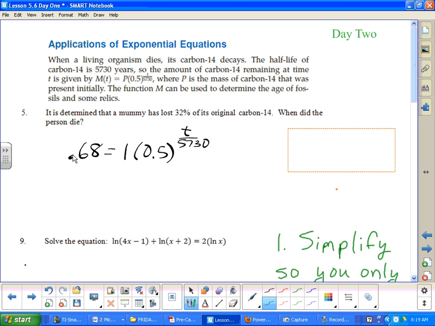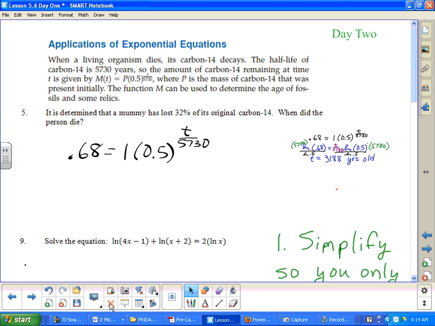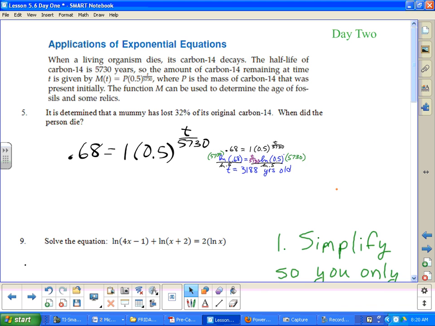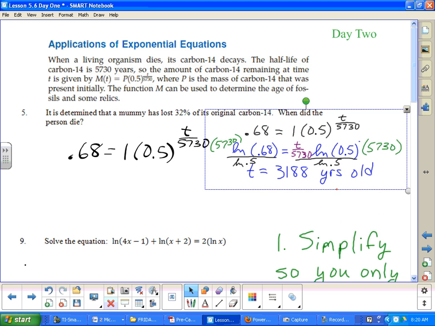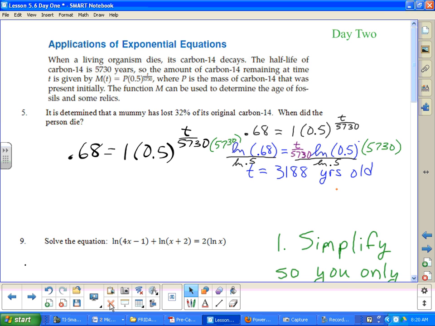So now this is just a problem where you have to take the log of both sides. Just one of those exponential problems. So when I solve this equation, we would find out that this person is approximately 3,188 years old. You could use either one, the common log or the natural log is fine. So this is just like those problems we were just solving. First part is just setting it up.